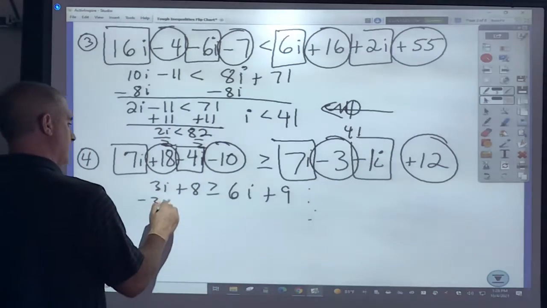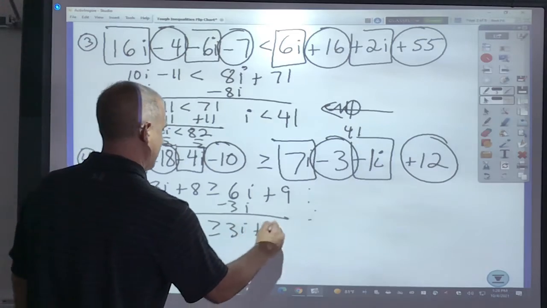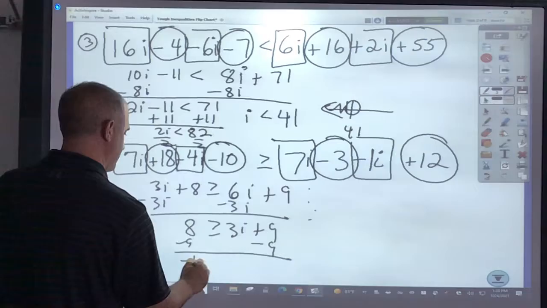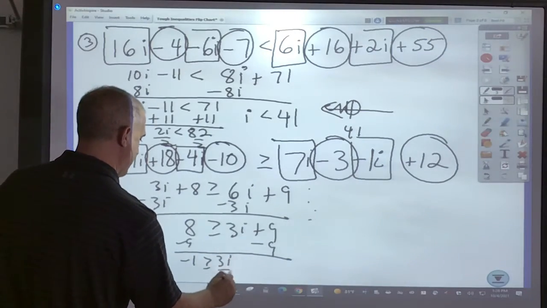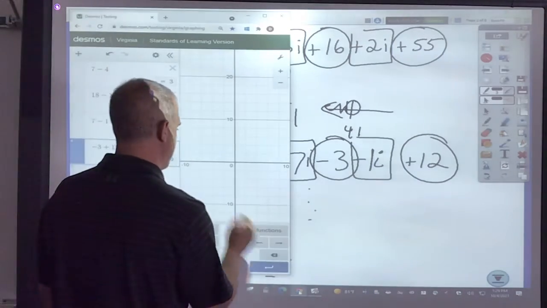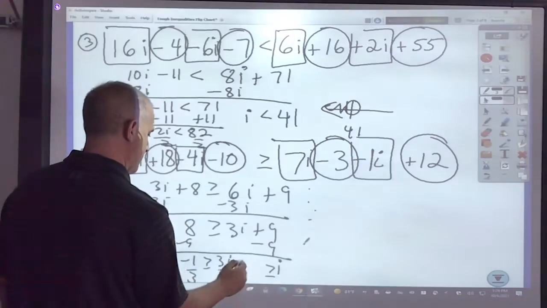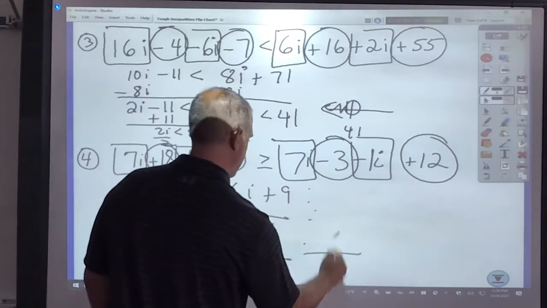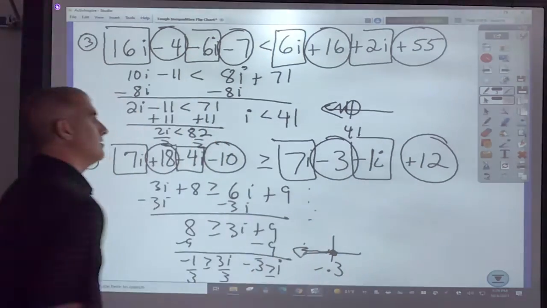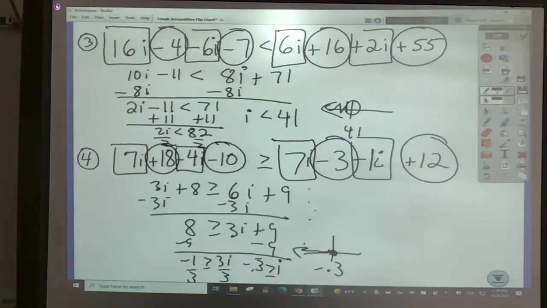I would subtract 3i, subtract 3i. I got 3i plus 9 and 8. Subtract 9, subtract 9. That's negative 1. And divide by 3. Negative 1 divided by 3 is negative 0.3. Fill in the circle, shade to the left. They're not all going to be less than. That's how it's sort of working out right here.